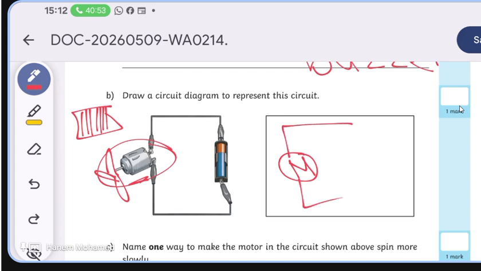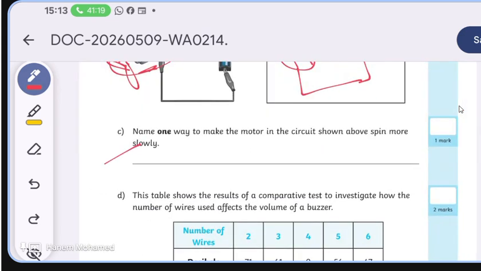The wire. What about the battery? Longer line, shorter line. Which one is the positive, the longer line or the shorter line? The longer line is the positive one. The shorter one is the minus. The longer line is the positive one. The shorter one is the negative one.